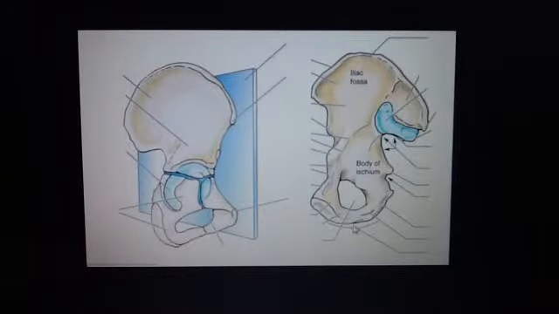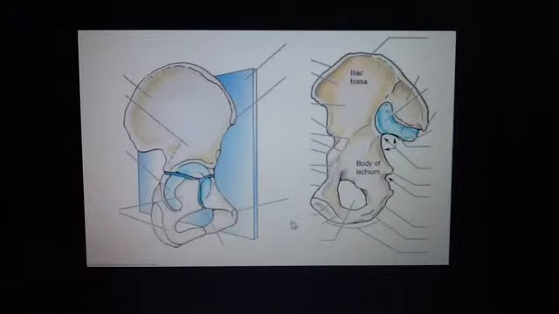Alright, where is the pubic crest? That's right here, the pubic crest. Okay, let's try one that's a little more difficult. Where is the arcuate line? That's right here. Okay, where is the superior ramus of the pubis? That's right here.